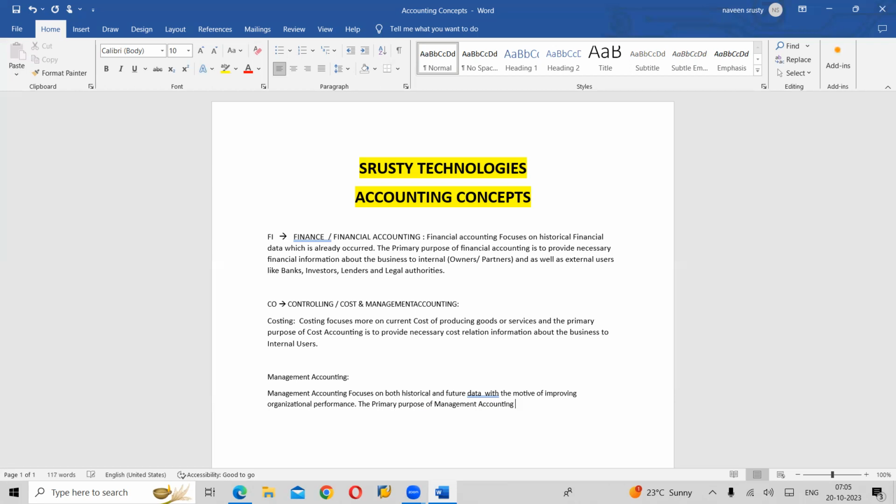Management accounting is to provide the necessary information to the management, meaning internal, to the management for proper decision making. So understood this.